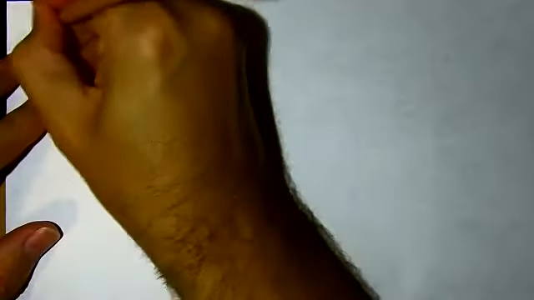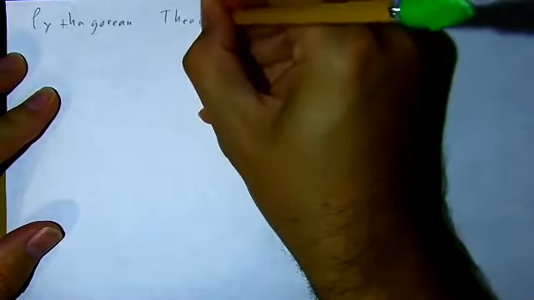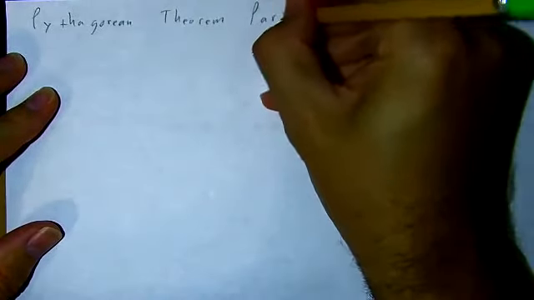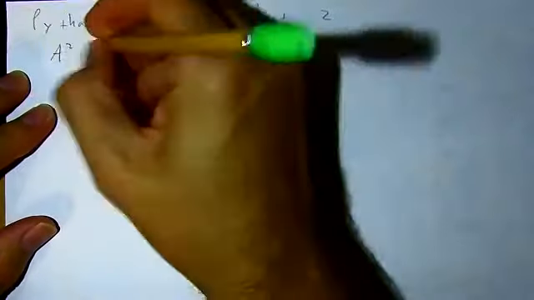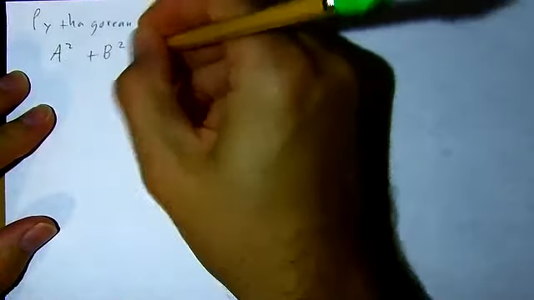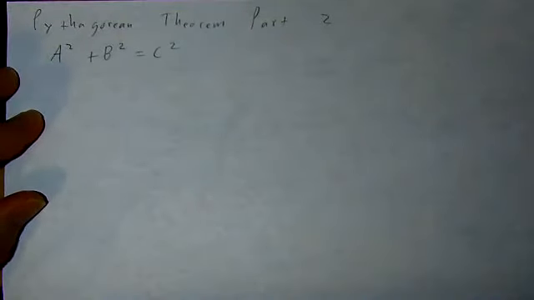This is Pythagorean Theorem, Part 2. And if you remember from the last video, Pythagorean Theorem is a squared plus b squared equals c squared. Today we're going to be dealing with just the coordinate plane.